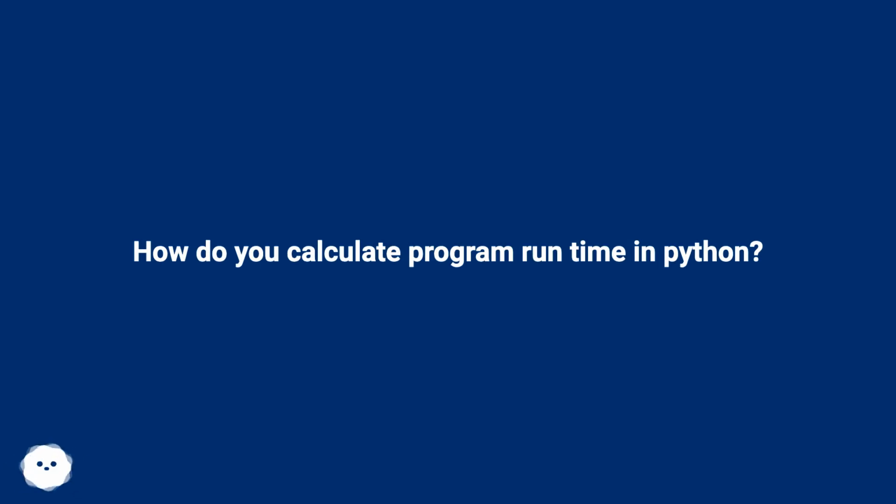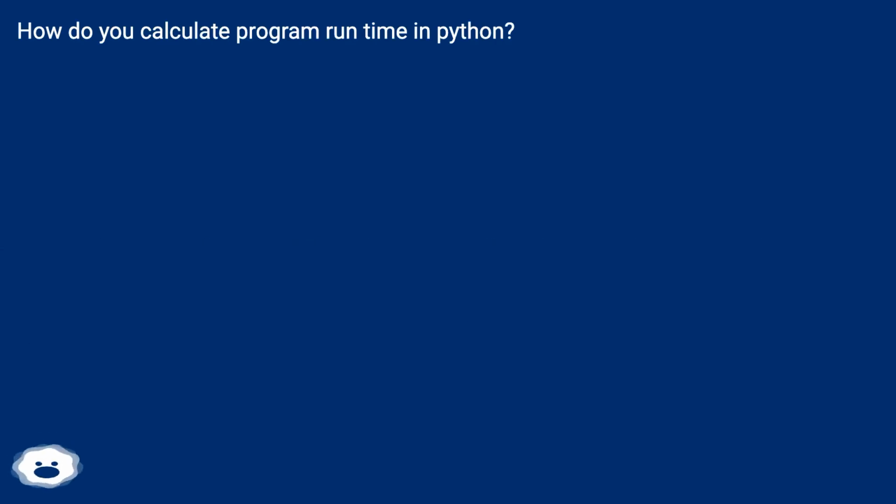How do you calculate program runtime in Python?